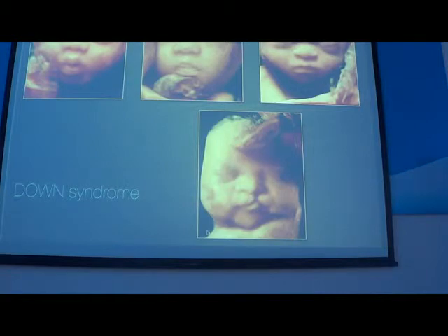And this was a Down syndrome with also cleft lip.